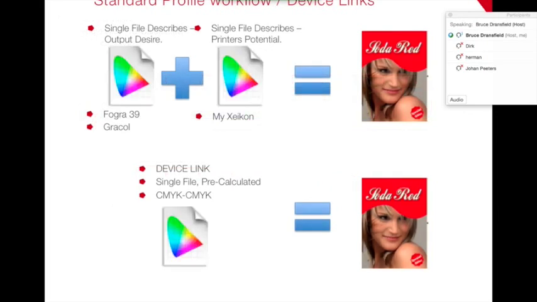So standard workflow is we have our output profile or source profile, and then we have our unique printer profile, or we glue those together and we create a device link.